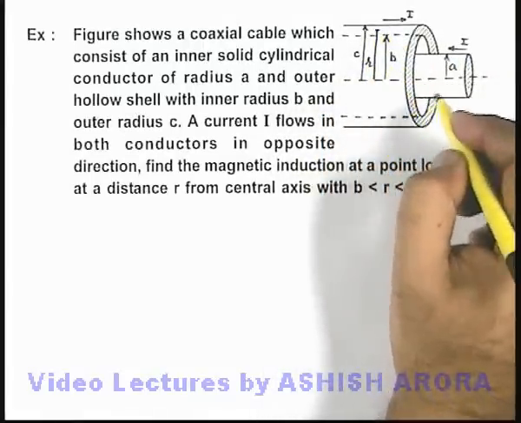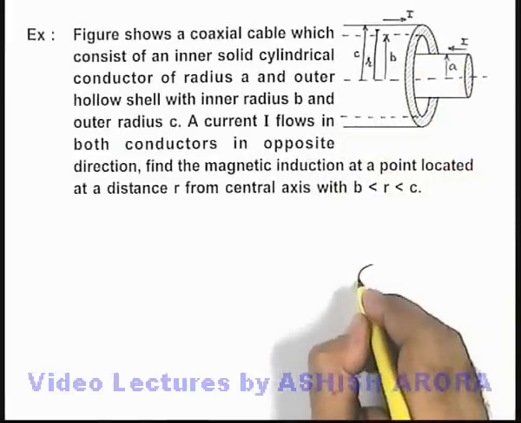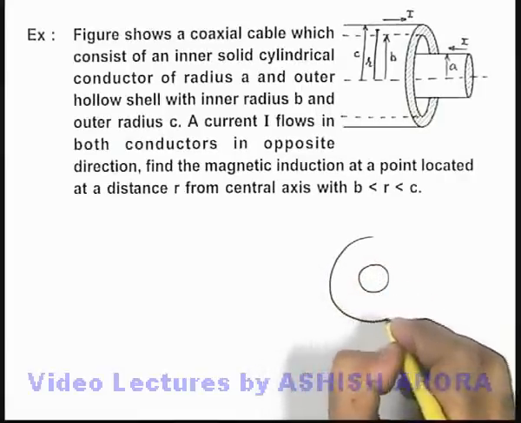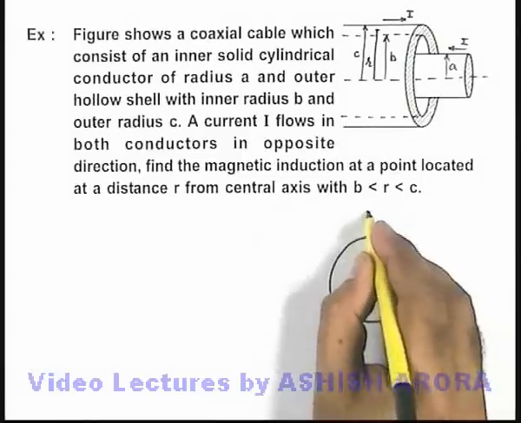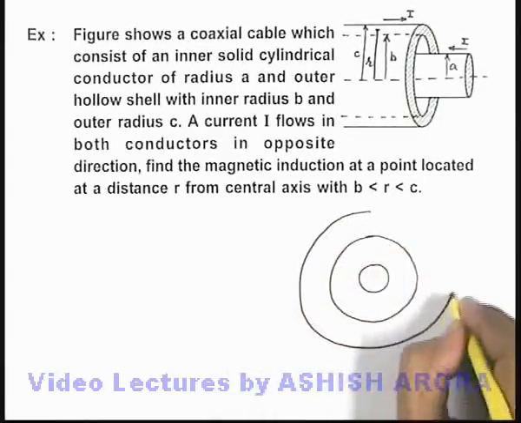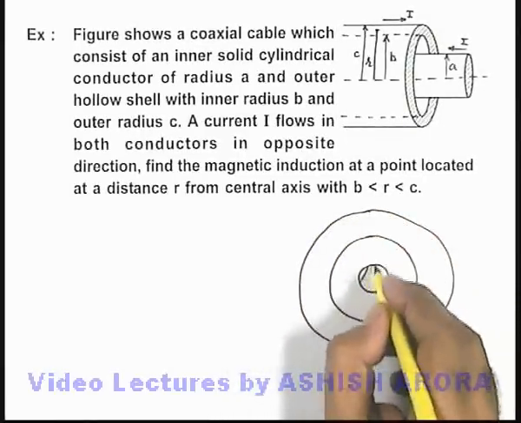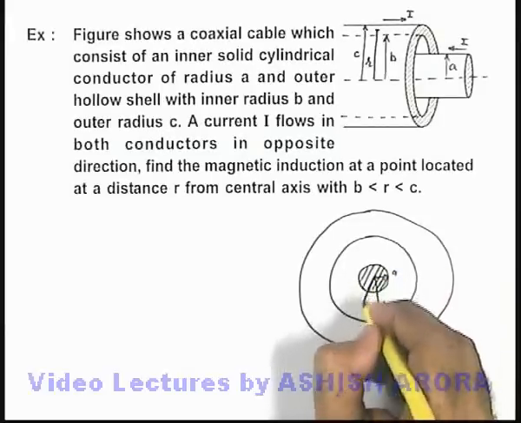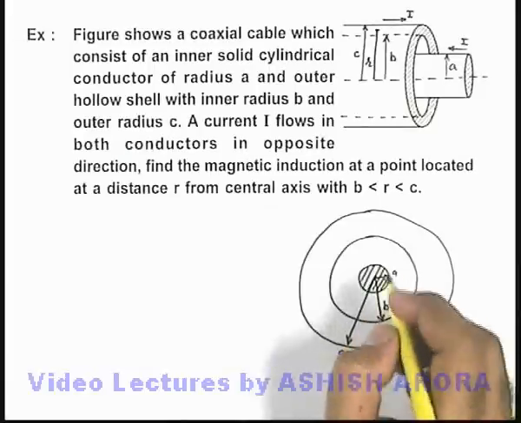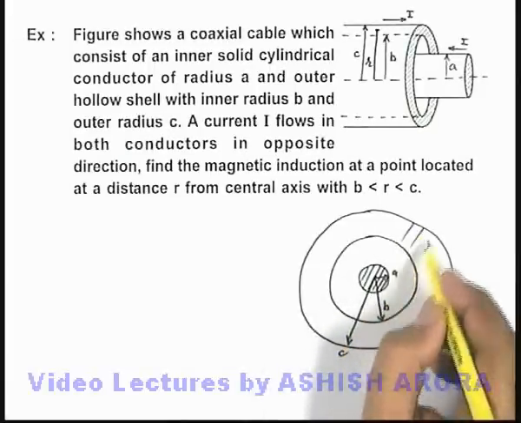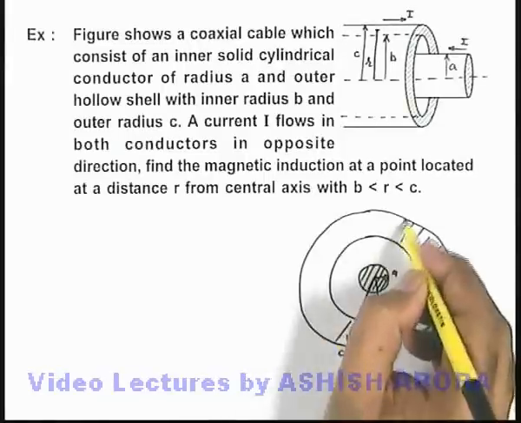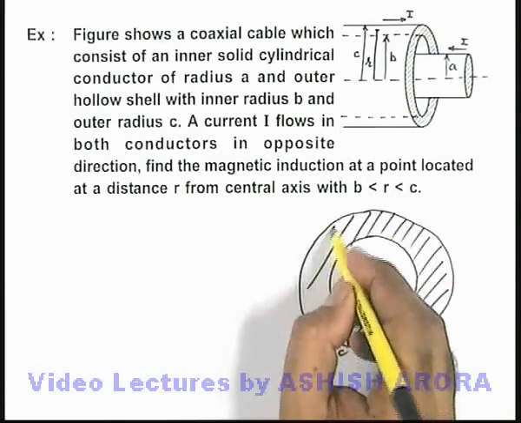Now to have a clear understanding, let's draw the picture again with the cross section of this coaxial cable. Here we can see this is the cross section of this coaxial cable, such that this inner connector is of radius A and in the outer shell the inner radius is B and its outer radius is C. Then in this situation, this is the outer shell in which the current is flowing. Here I can draw it by this hatching.